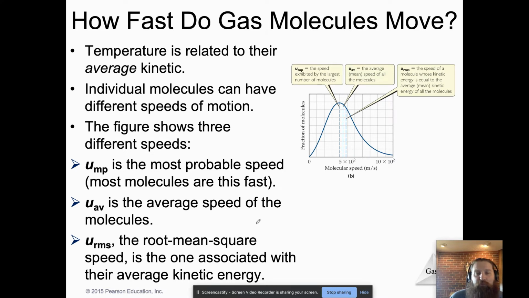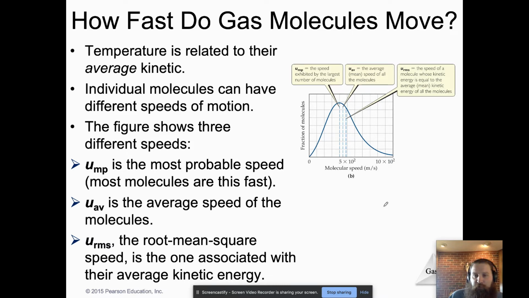So UMP is the most probable speed. Most molecules move that fast. The UMP is the top of the curve. So remember, this is the fraction of the molecules. So at the top of the curve, this column, these are the most molecules. They're moving at that speed right there.